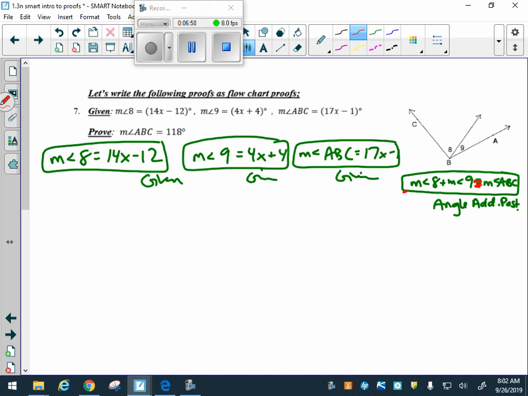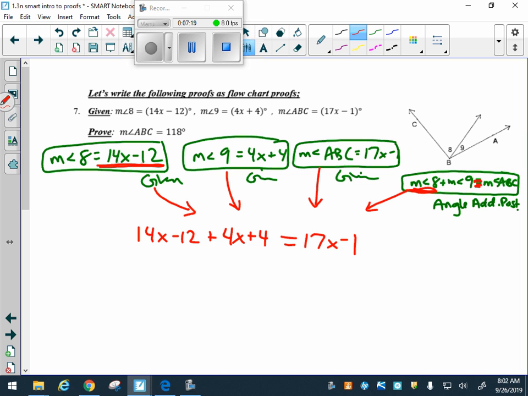Okay, so we're going to take all of these things and we're going to kick out the 8 in this equation and we're going to replace it with what's equal to 8, measure of 8, and that's 14x minus 12. Measure of angle 9 is 4x plus 9, and that equals 17x minus 1. Isn't that what I wrote? I think I said measure of angle 9, yep.